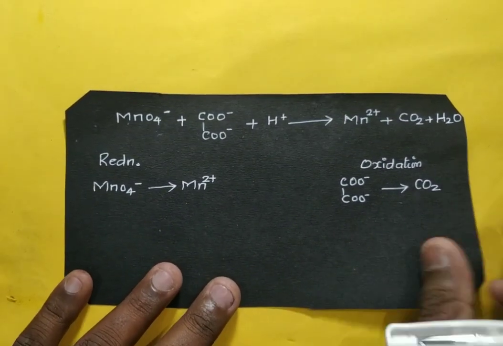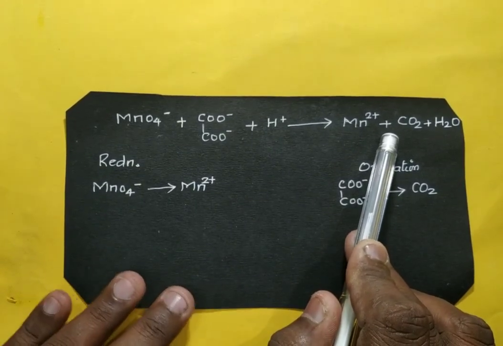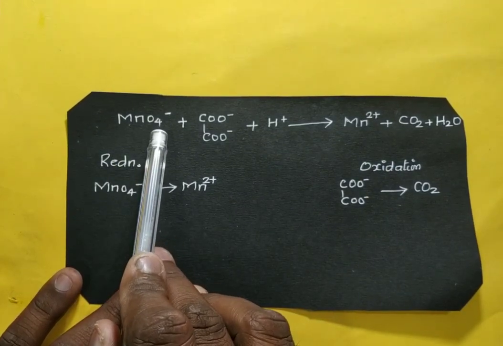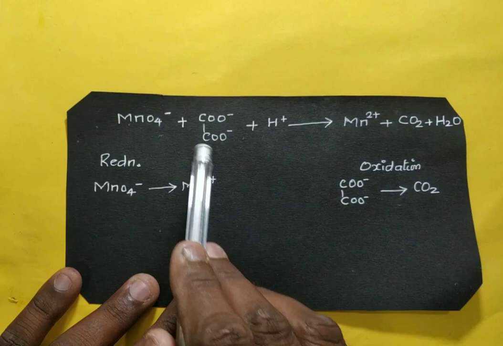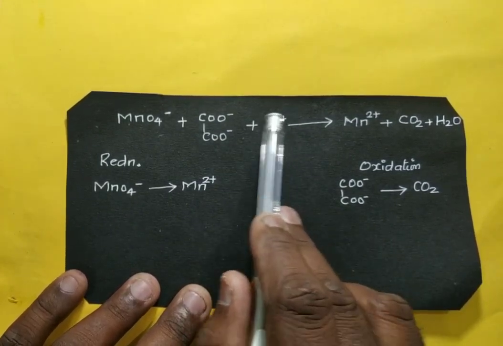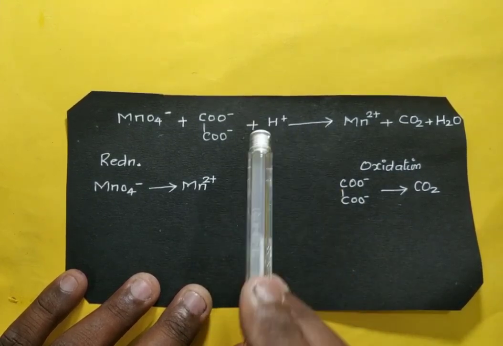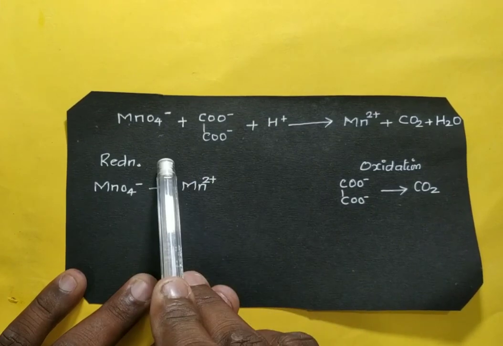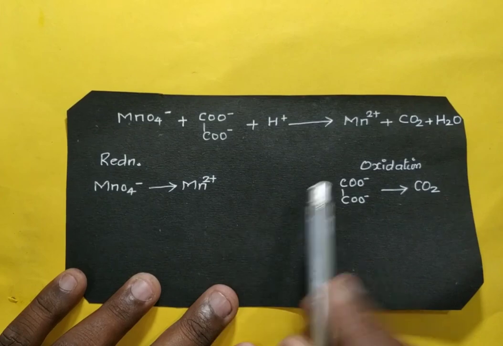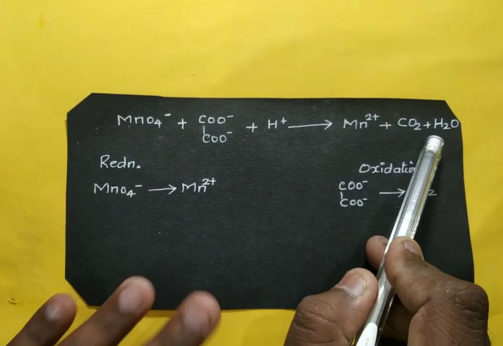Here is the reaction given to you. You have to balance this equation: MnO4 minus with C2O4 2 minus. This reaction takes place in an acidic environment. These steps are applicable for an acidic environment. If the redox reaction takes place in an acidic environment, you have to use these steps. Here Mn2 plus is a product, and CO2 and water are products.